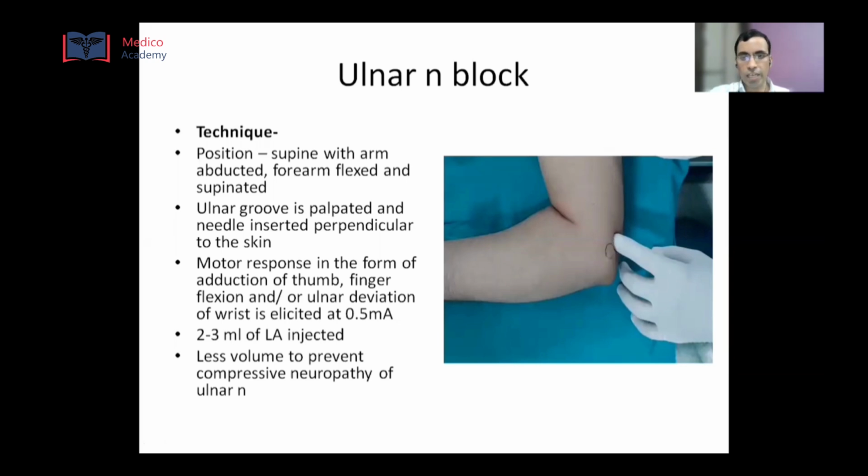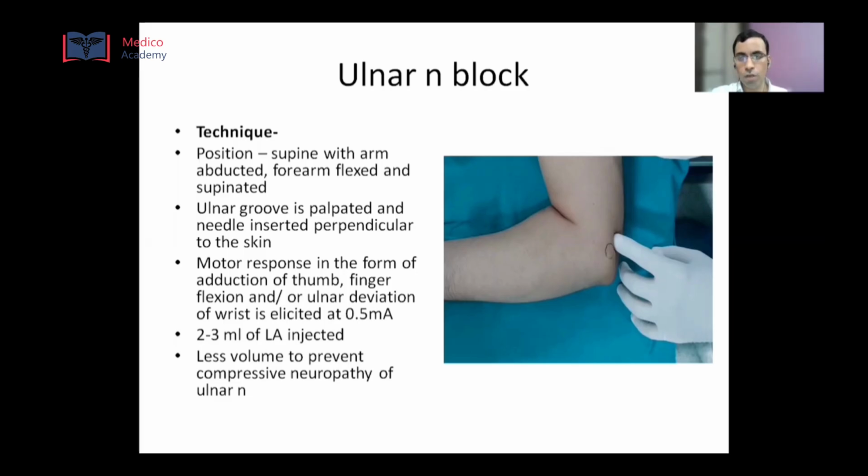A nerve stimulator is attached to the needle. Motor response in the form of either adduction of thumb, finger flexion, and or ulnar deviation of the wrist is elicited at around 0.5 milliampere. Once adequate contractions are being elicited, 2 to 3 ml of local anesthetic is injected at this point.